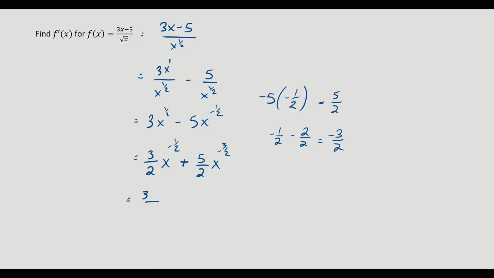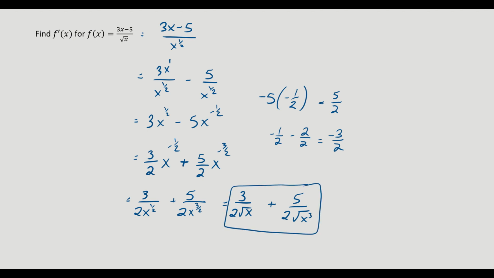That x can go down low, so I have 3 over 2 times x to the 1/2 plus 5 over 2x to the 3/2. And if we're really feeling it, we can convert back to radical form. So I have 3 divided by 2 times the square root of x plus 5 divided by 2 times the square root of x cubed. That's the 3/2 power. And there's our derivative. That is a little bit easier than going through the quotient rule with it, and I even took some extra steps to simplify it, which added a bit of time.